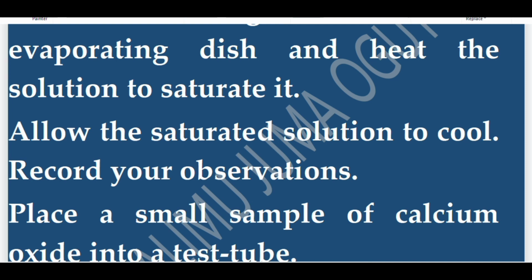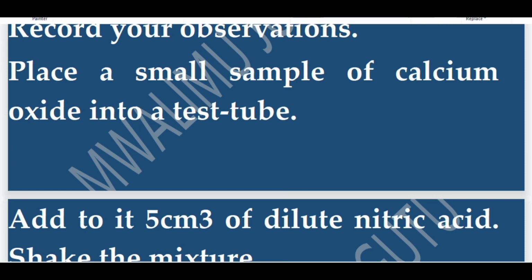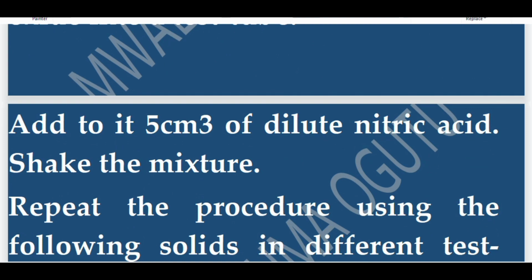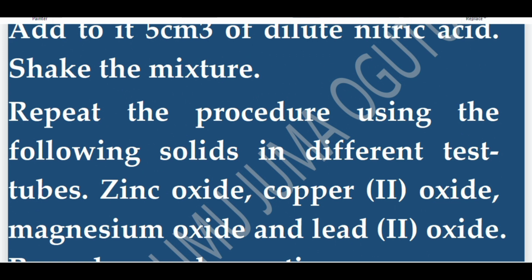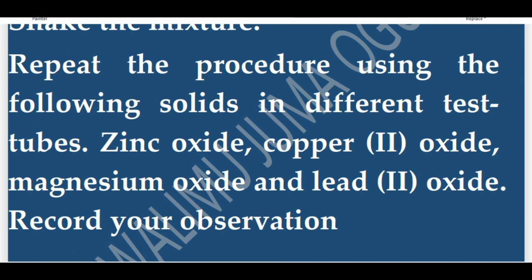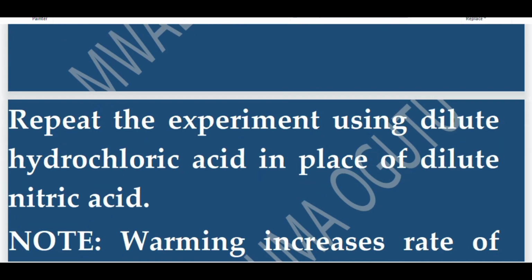Then we place a small sample of calcium oxide into a test tube. We add to it 5 cubic centimeters of dilute nitric acid. Then we shake the mixture. So we repeat the procedure using the following solids in different test tubes: zinc oxide, copper(II) oxide, magnesium oxide, and lead(II) oxide. Then we also record our observation. We can also replace the dilute nitric acid with dilute hydrochloric acid.